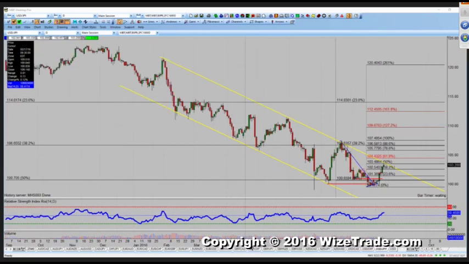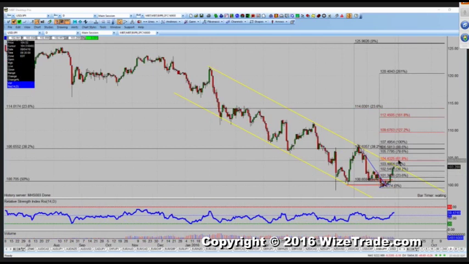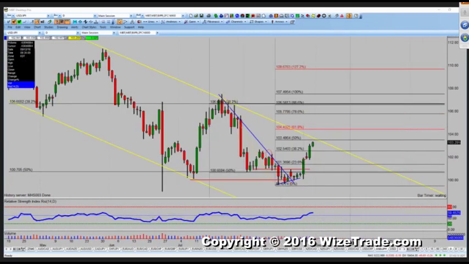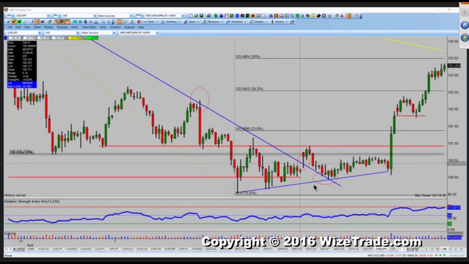Now, if we can clear 104, 105 going into next week, we're in the process then of building a real big base, and I can argue being on the long side of the dollar yen after that. But for right now, big resistance up there at 103.50. Support. Oh, wait, hold on. One other thing I wanted to point out.